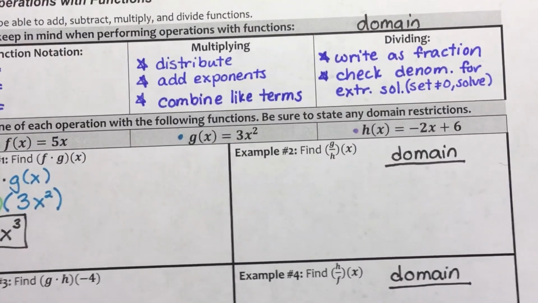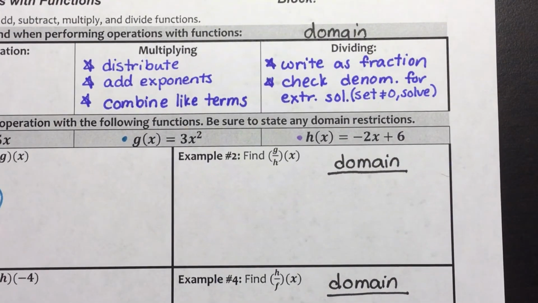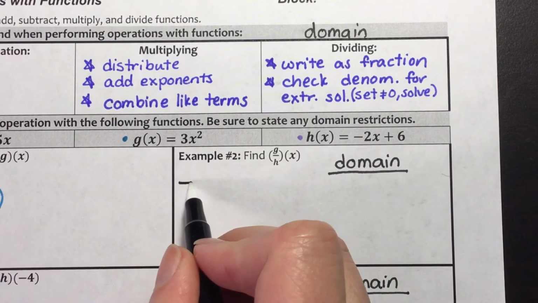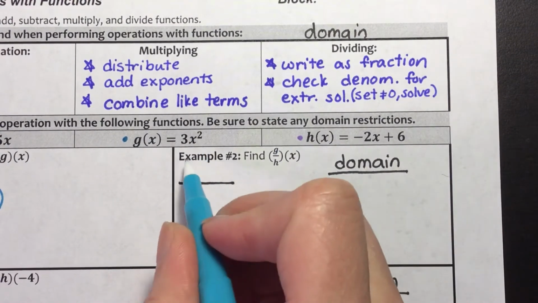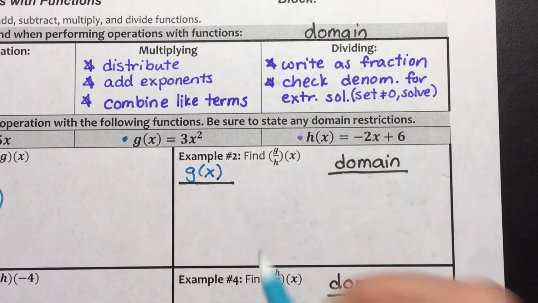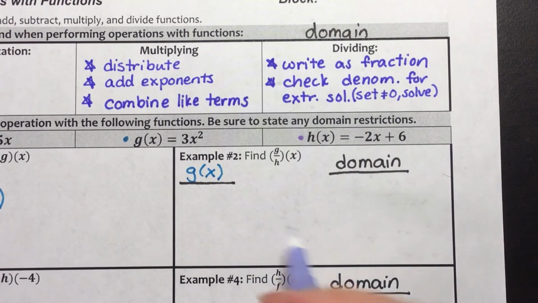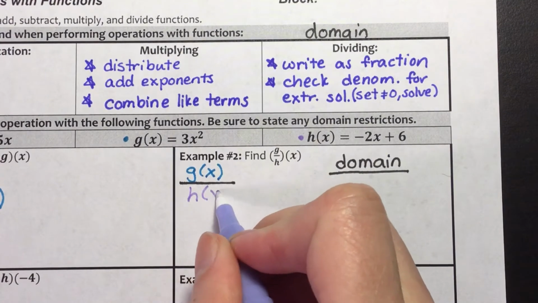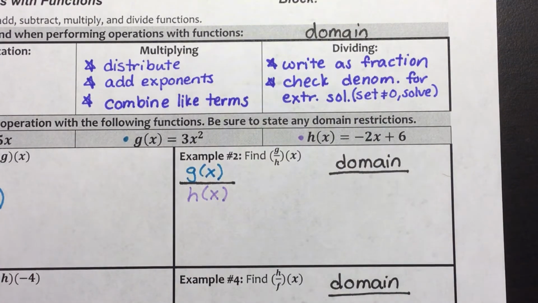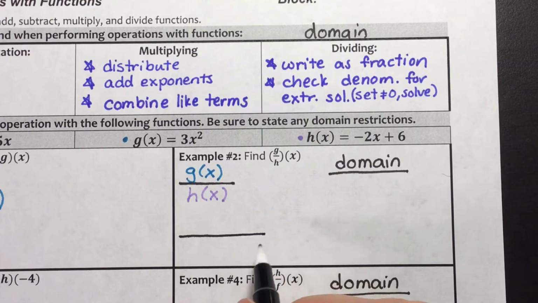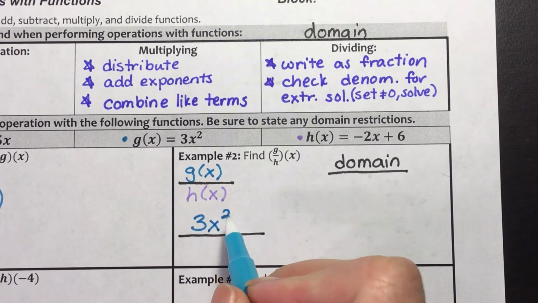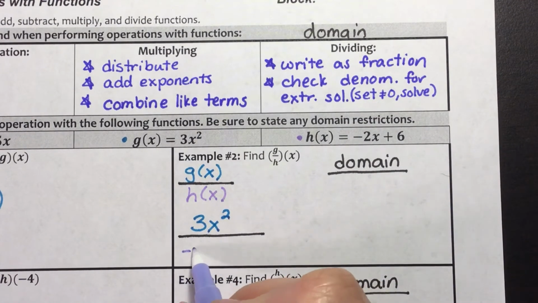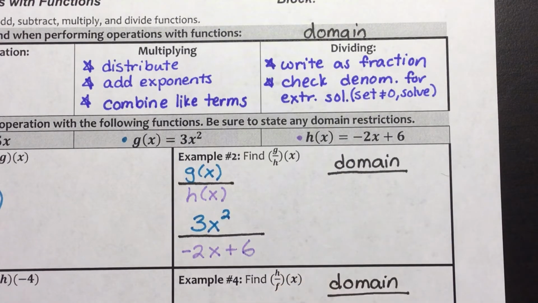Example 2, we have g over h of x. That is going to be the same thing as, draw a fraction bar, g of x is going to be on top because g was on top here. So g of x is our numerator. And then h of x is in the denominator on the bottom because h was there on the bottom. Let's draw a fraction bar and actually write out our stuff. So g of x was 3x squared. h of x is negative 2x plus 6.